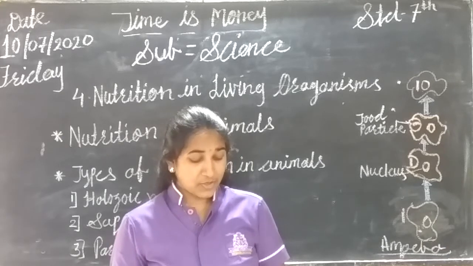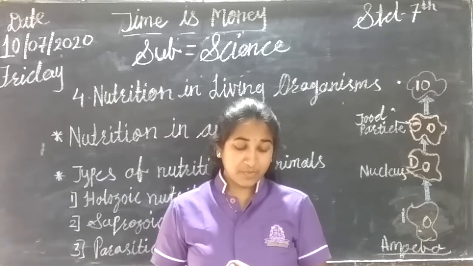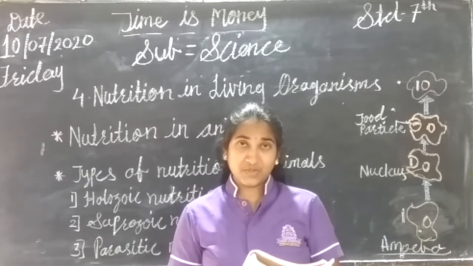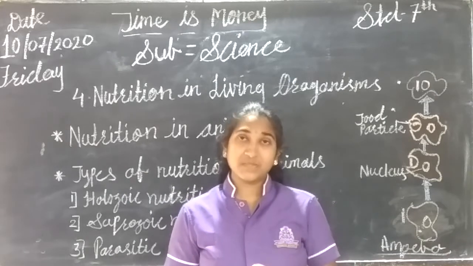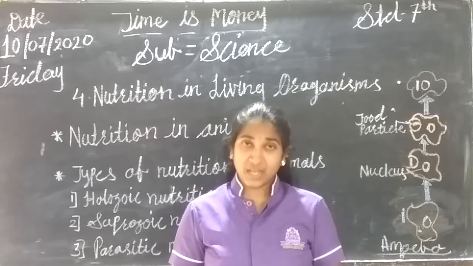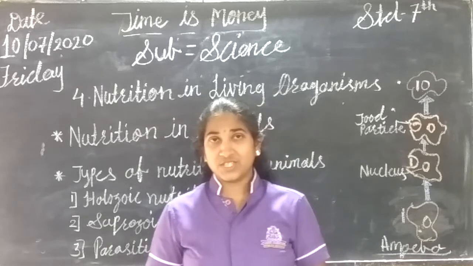They are supplied to the various parts of the body through blood. The food that we consume does not mix with blood as it is. It needs to be converted into soluble forms that can easily mix in blood. Nutrition in animals involves various steps from ingestion to egestion.